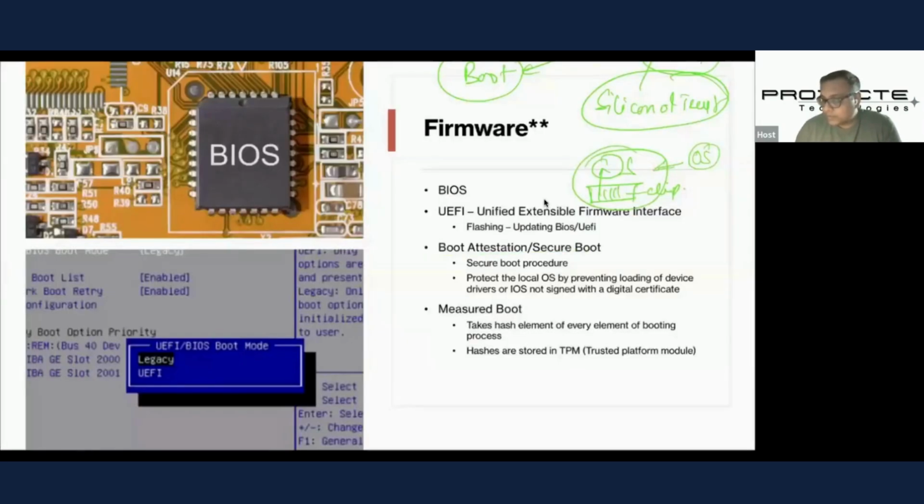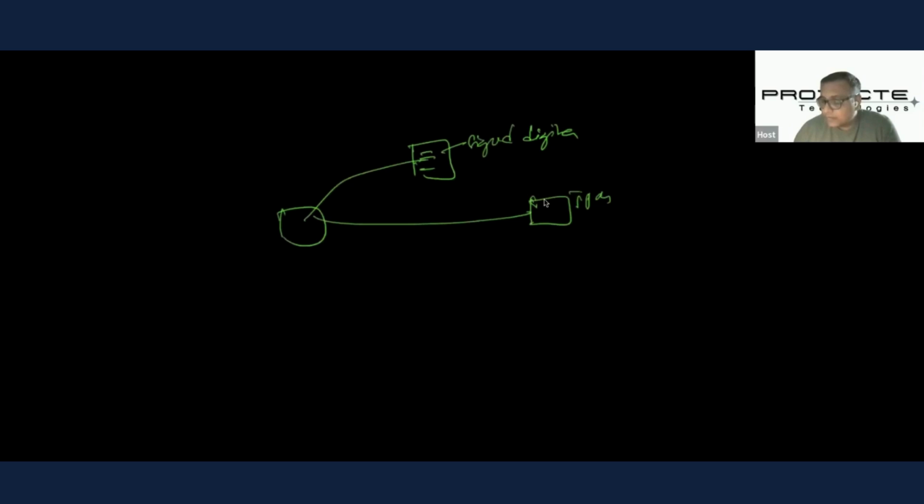First is called boot attestation, or secure boot. In secure boot, the boot software is signed by a digital signature. Before loading the boot, the CPU checks whether it has been signed by a digital signature from the TPM module. If it is signed, only then it loads the boot software. Otherwise, it doesn't allow it.